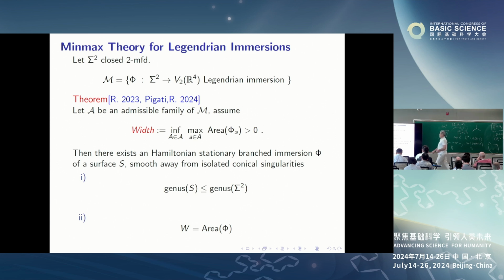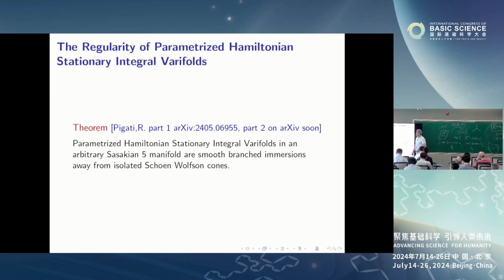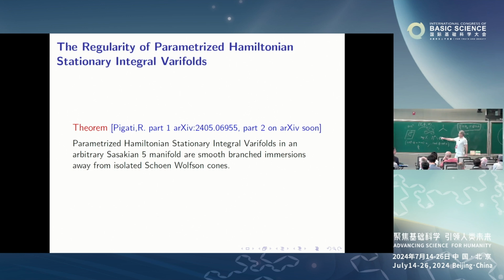So one I uploaded on arXiv last year, and another one which is on arXiv since May, the first part. And the second part is that we have written the proof, but it's going to be on arXiv soon. So it's a regularity result for critical points and not only for minimizers. So for critical points of the area, and you have to be in this class, but we reach this class easily. We have to be in this class of parametrized Hamiltonian stationary varifold.